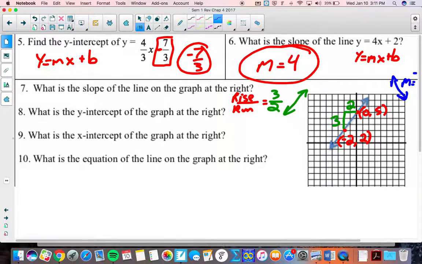Question number 8, what is the y-intercept of the graph at the right? The y-intercept is where it crosses the y-axis, so that is 5.